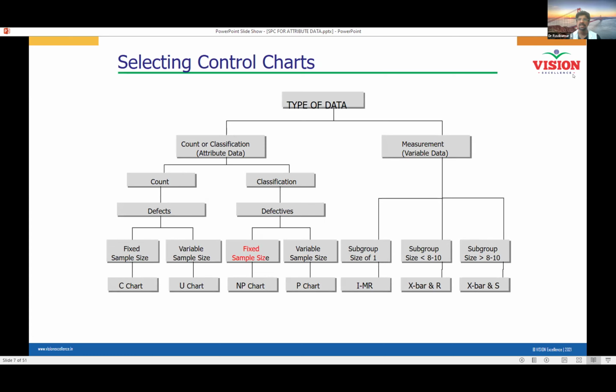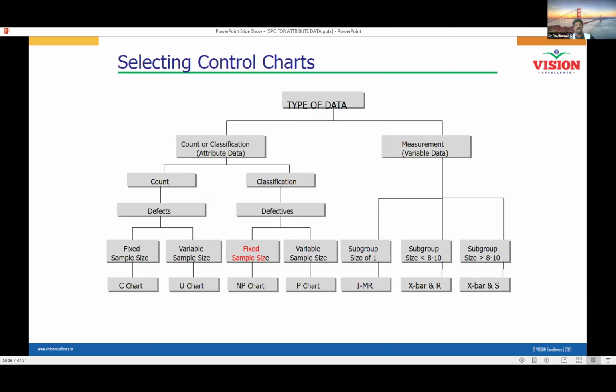Okay, yes, please. Good. So when the data is measured and collected, like length, width, diameter, area, volume, calories, time, temperature, specific humidity, weight, mass, gravity, whatever it is, whenever you are measuring any data using some measuring gauges and collecting that data, it comes under continuous data or variable data. So whenever you have data like that, and you have the sample size accordingly, 1 or less than 8 or greater than 8, you have to choose any one of these three control charts.